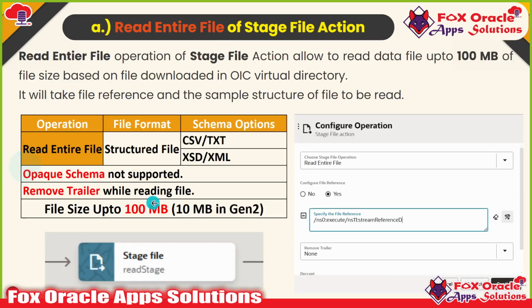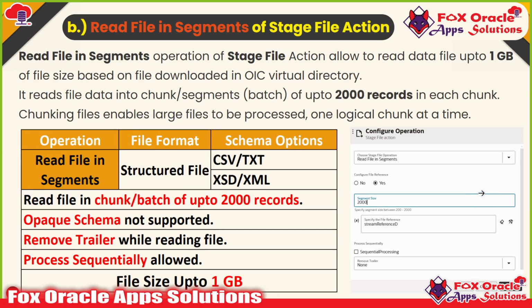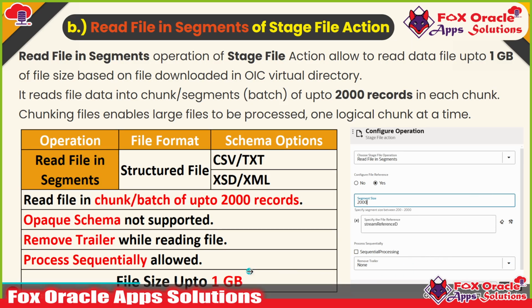The limitation of read entire file is 100 MB. For example, if we downloaded a file from the file server that is 95 MB, using read entire file we will be able to read it successfully. But suppose the file is 110 MB. In this case, the read entire file operation will generate an error, because it cannot read a file larger than 100 MB. That's why we have the read file in segments operation, which allows us to read files up to 1 GB of size.